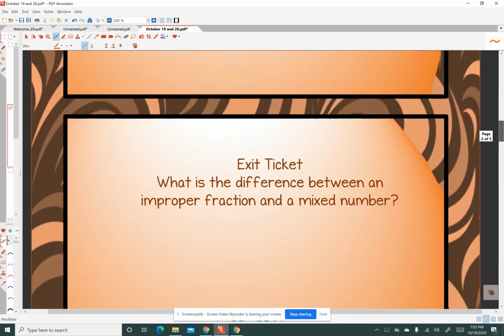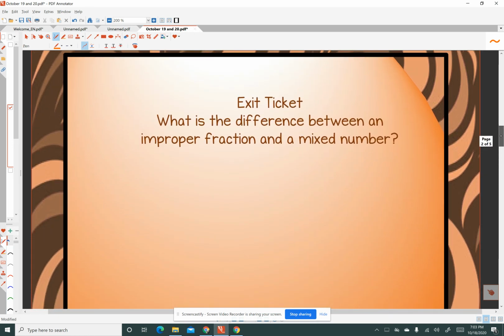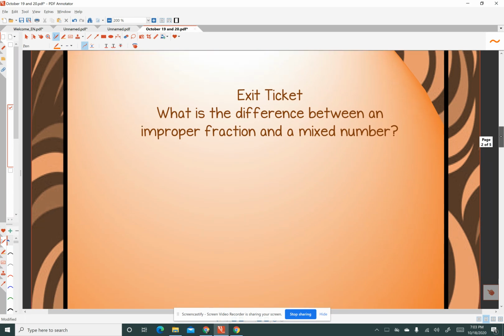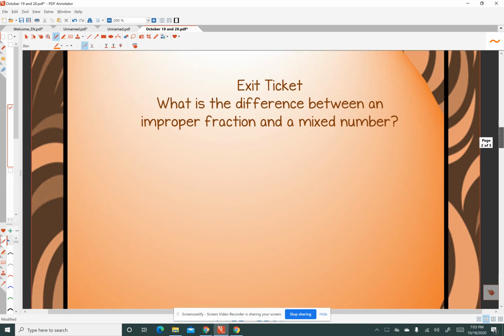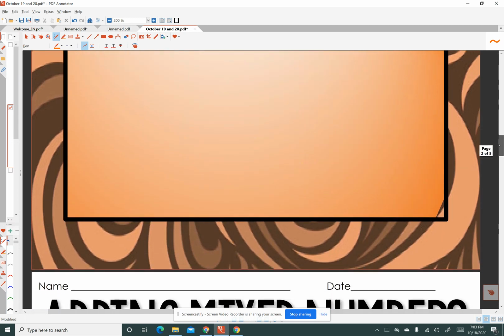Our exit question today, again, what is the difference between an improper fraction and a mixed number? And really good if you could go home and explain it to somebody else. Maybe you have a younger sibling you could explain it to. That really helps us. When we talk about something, it helps us to understand it.